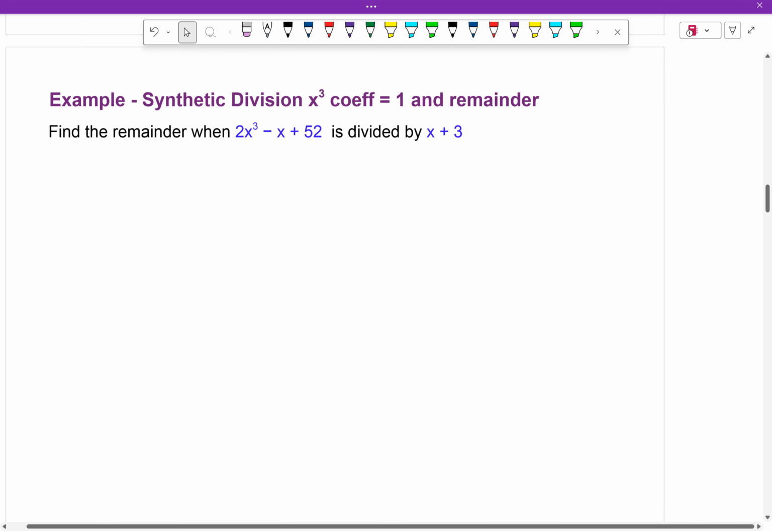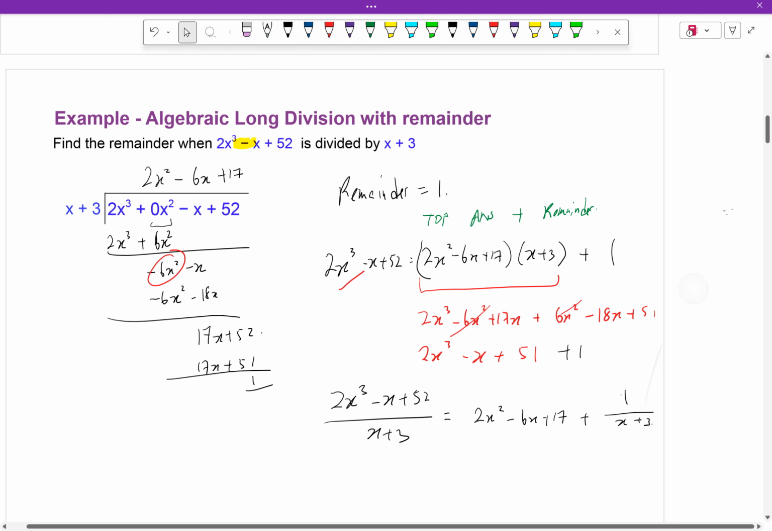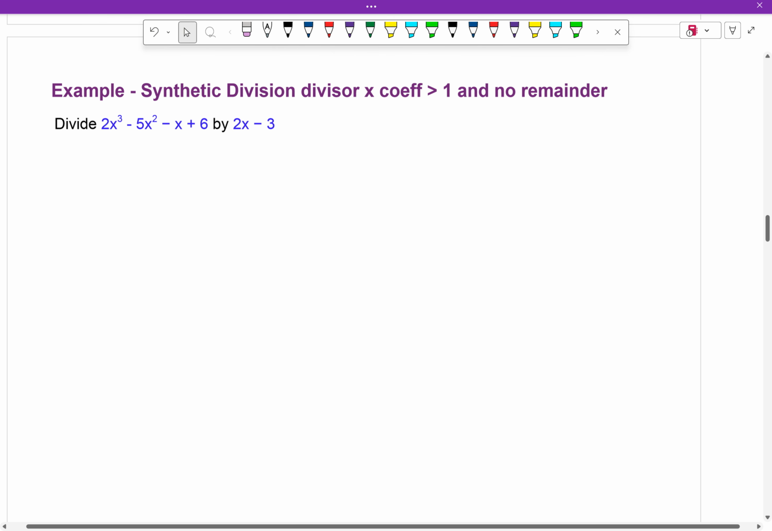Let's try again. Find the remainder when x cubed minus x plus 52 is... I think that's just the same. Yep, that's just the same question. Let's try this one. So let's try it. Just ignore the synthetic. I feel like that's more confusing, so I'm skipping it.